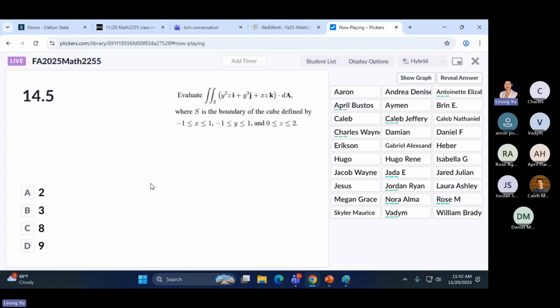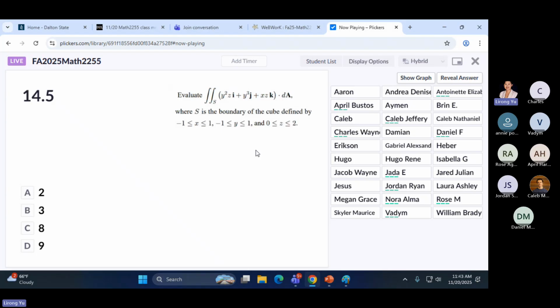Okay, so it's a surface integral calculation, and the vector field is given in the vector form. It's in relation to the surface of a cube. And that was similar to some of the questions that we have on WebWork. So the three-dimensional region is inside a cube, which is 2 by 2 by 2. So it's a three-dimensional cube with a length of 2.